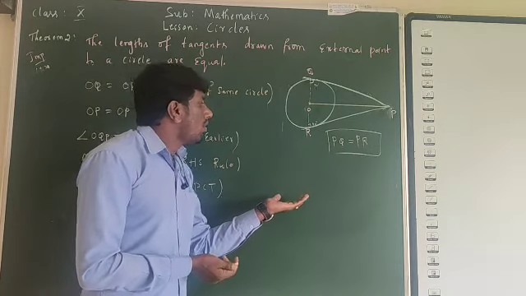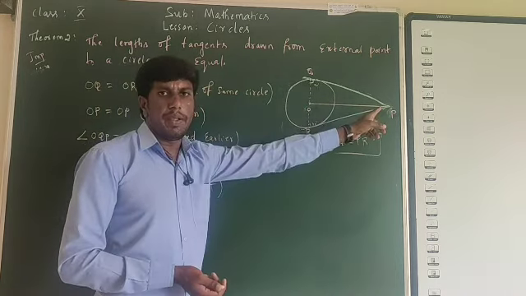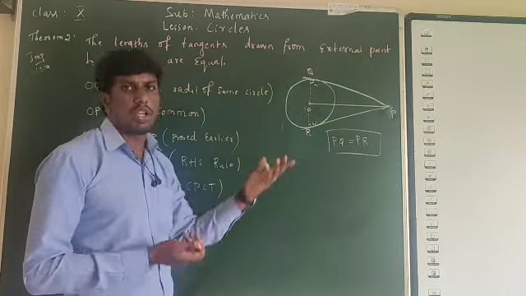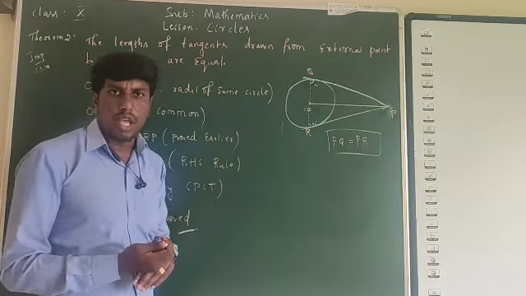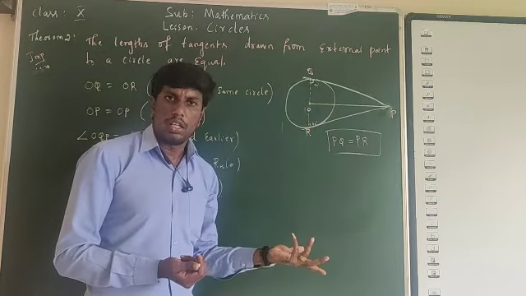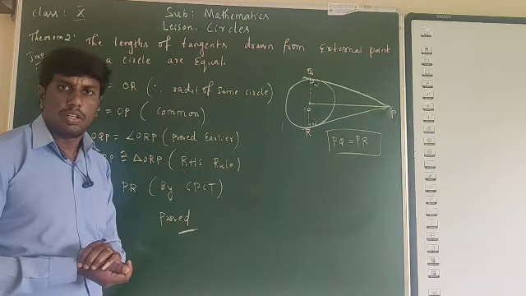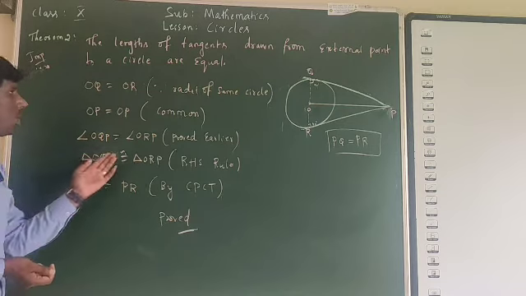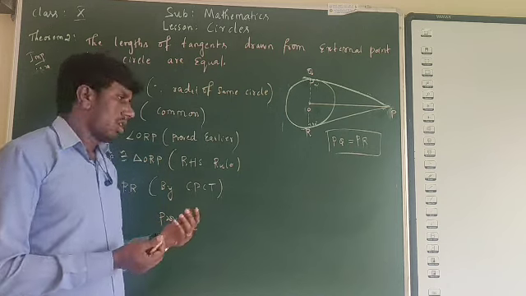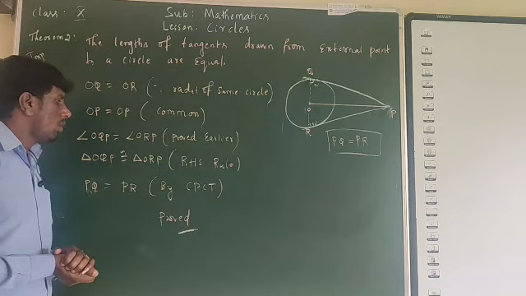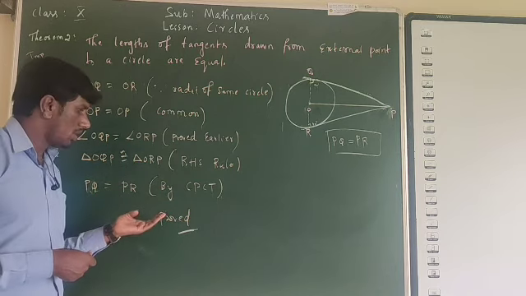After that, what will we take? We will take these two triangles, triangle OQP and ORP. OQ is equal to OR because those two are radii of the same circle. Then OP is equal to OP, which is the common side. Both are right angle triangles, that means the angles are also equal, 90 degrees. Therefore, these two triangles are congruent by the RHS rule. Then we can write PQ is equal to PR, which we needed to prove.